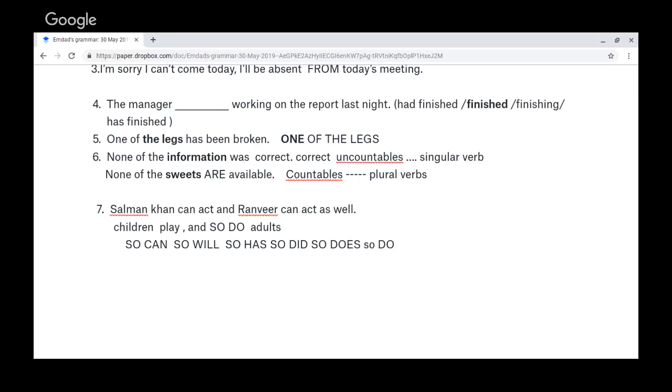Okay, let's come to the next grammar rule, guys, which is going to be the last grammar rule for today. If you love this, you will love the next one too. So let me write it here.